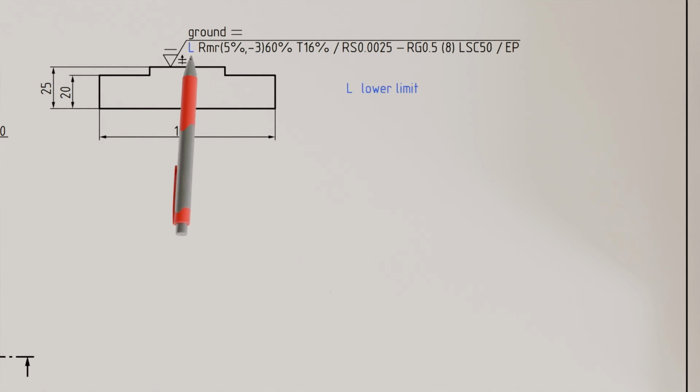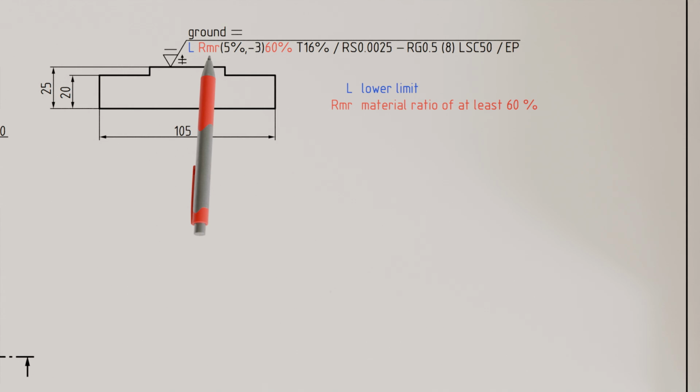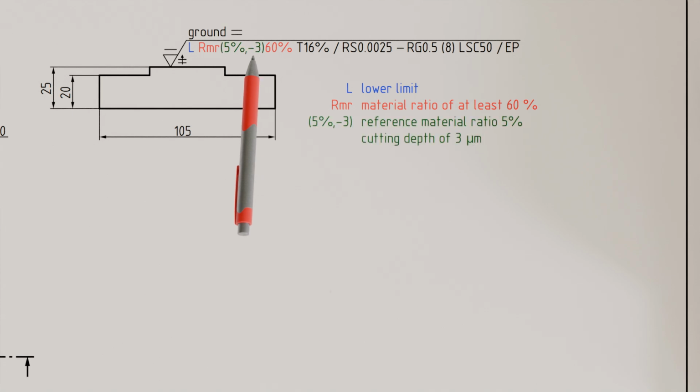First, the tolerance type is indicated. In our case, the letter L stands for a lower limit of the subsequent parameter, which must not be undershot. In this case, it is the relative material ratio RMR of the roughness profile. A material ratio of at least 60% is required here. This specification refers to the values in parentheses. That is, the minimum material ratio of 60% must be present at a cutting depth of 3 micrometers. The reference level of this cutting depth lies at 5% material ratio. That means at 5% material ratio, the cutting depth is set to 0 and thus forms the reference level.